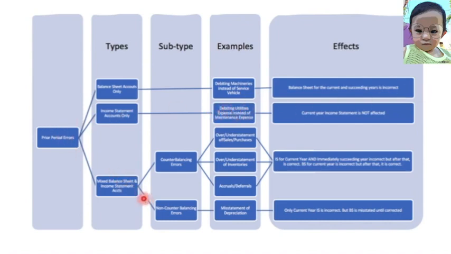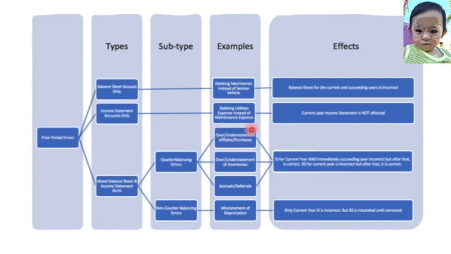Then you have the mix. When you say mix, one is an income statement account, the other is a balance sheet account. So mixed balance sheet and income statement accounts can either be counterbalancing errors or non-counterbalancing errors. So examples, you have purchases. When there's an overstatement or understatement of purchases, most likely that's a debit of purchases, credit to cash or accounts payable. So one income statement account, which is purchases, and one balance sheet account, cash or accounts payable.